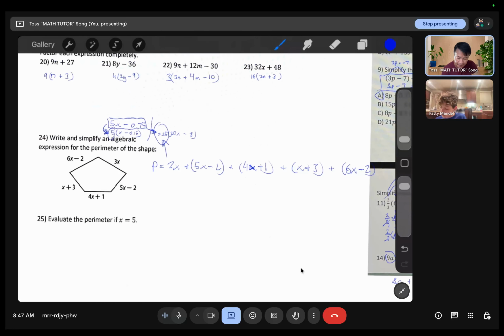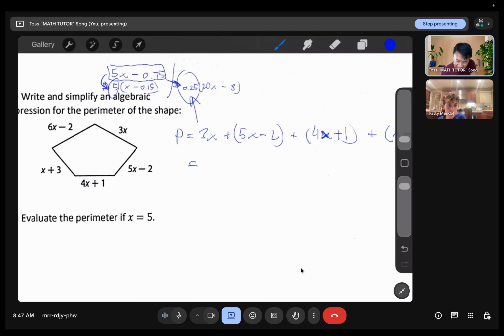Let's combine them. You want to try it in one shot? Here we go. 3x, 5x, 4x, x, and 6x. Okay, let's do it in one shot here. 8. Use a finger if you need to. 10, 11, 12, 13. What do you think? 15. All together? Want to try it again? Double check. 8.